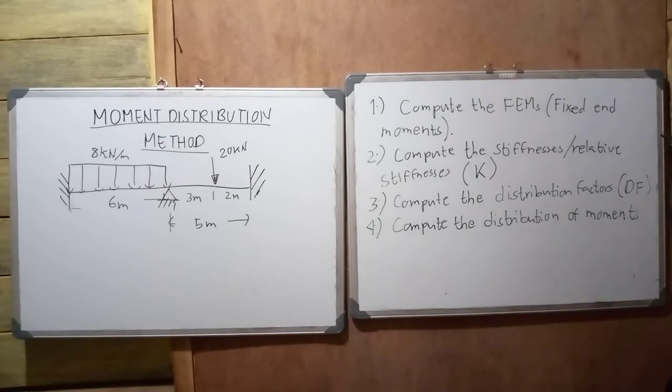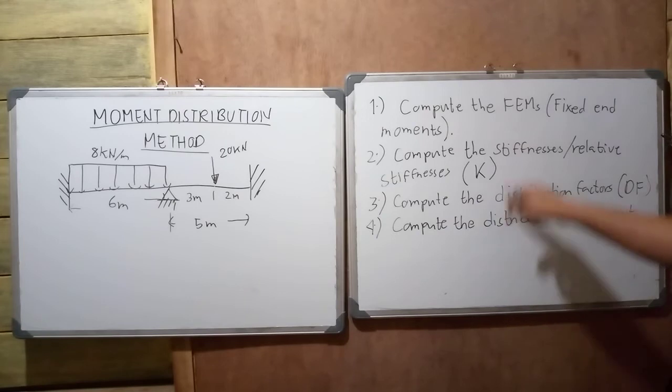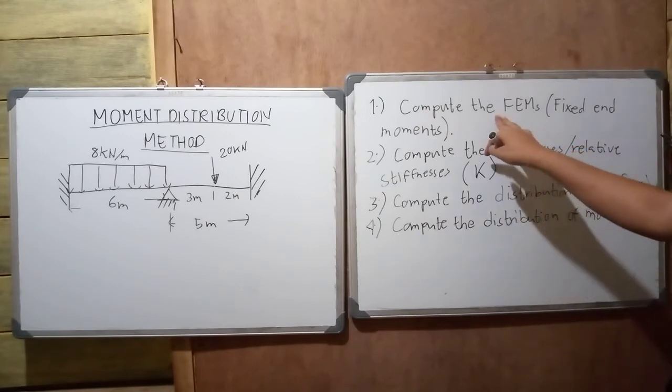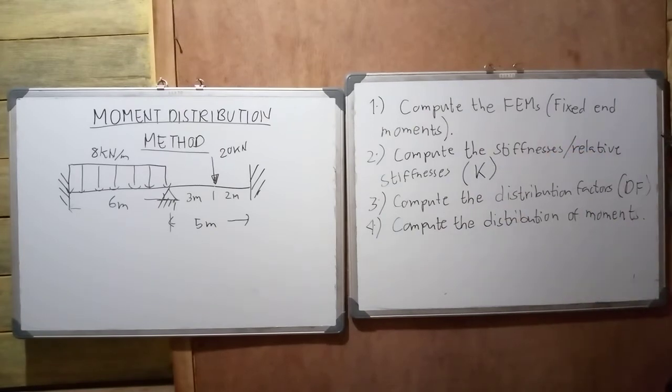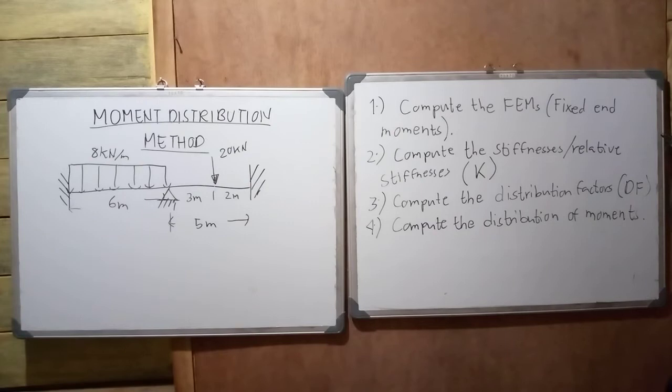Okay. So those are our steps. First, we compute the fixed end moments. Then next, we compute the stiffnesses. The third one is we compute the distribution factor. And then lastly, we compute the distribution of moments.